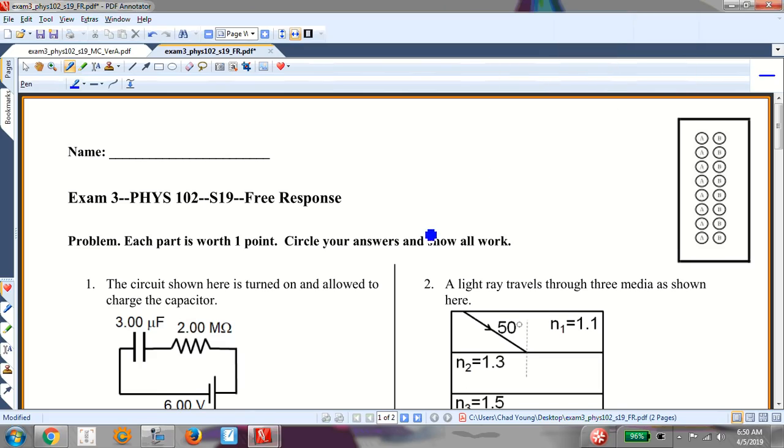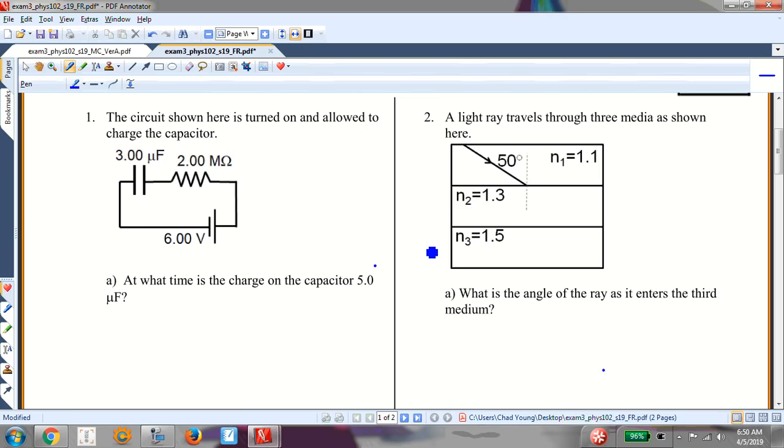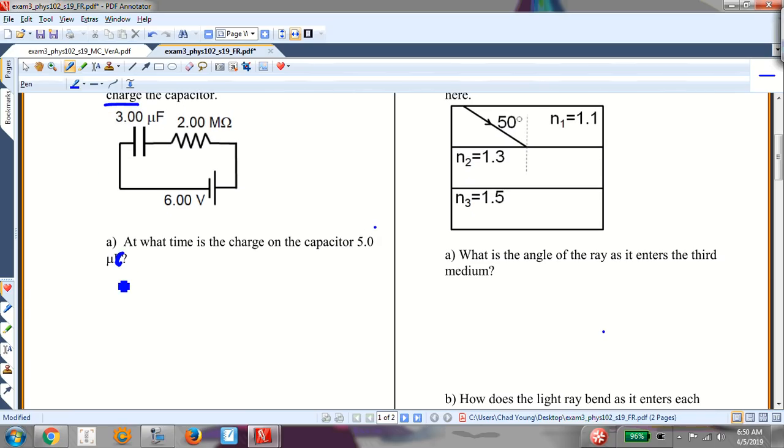Okay, this is Physics 102, Exam 3, the free response. I have a circuit here. It's turned on and allowed to charge the capacitor. And I want to know at what time is the charge on the capacitor 5 microcoulombs. It said coulombs on your test.